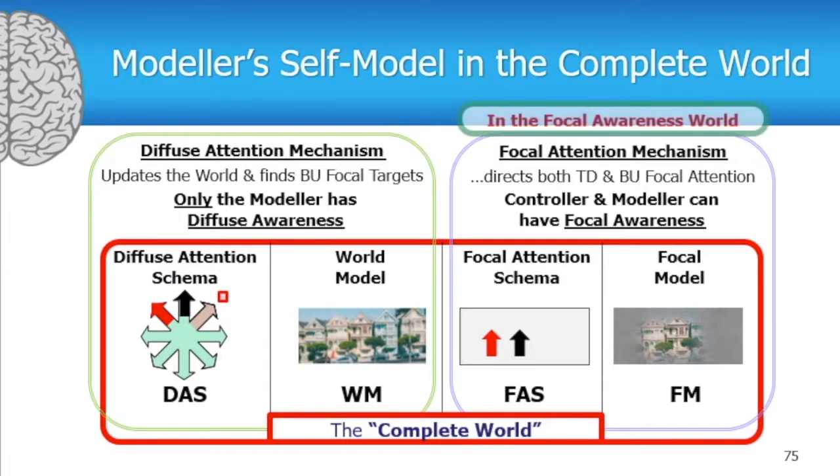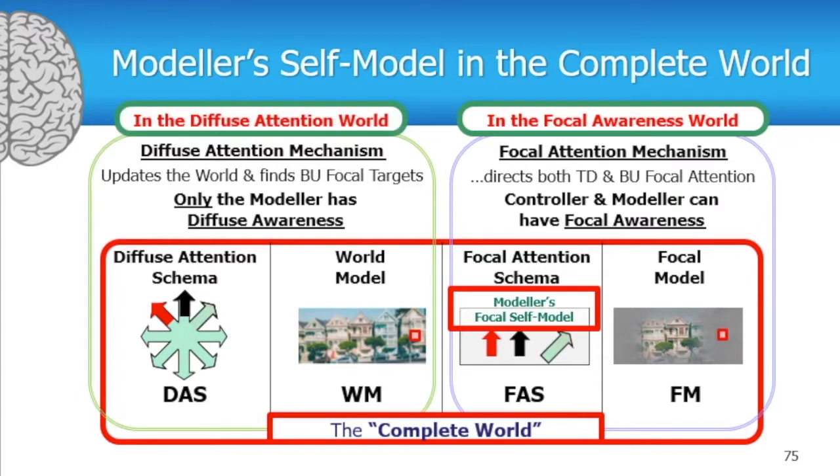Consider, in the focal awareness world, for example, the actions the modeler performs are to direct both top-down and bottom-up focal attention. The way the modeler directs the focal attention is by controlling the focal attention mechanism. The simplified model of that focal attention mechanism is exactly the focal attention schema. Therefore, the modeler's focal self-model in the focal awareness world is exactly the focal attention schema. Note that this is a very significant self-model, since changes to the focal attention schema make very significant changes to the focal model.